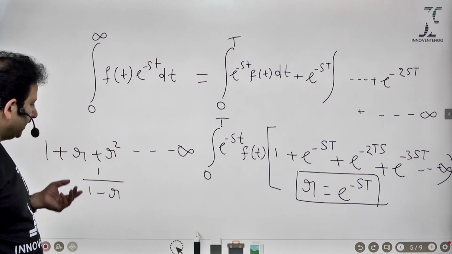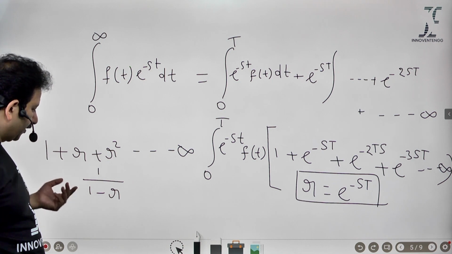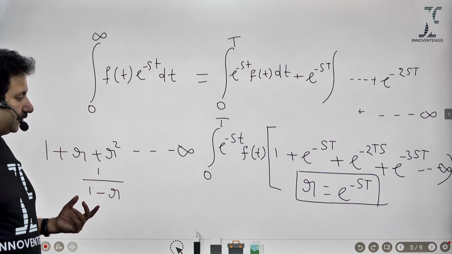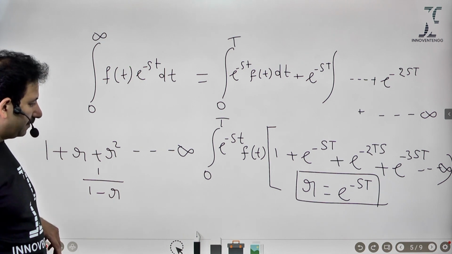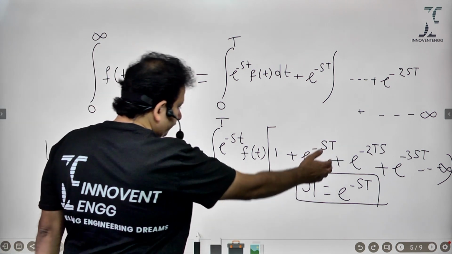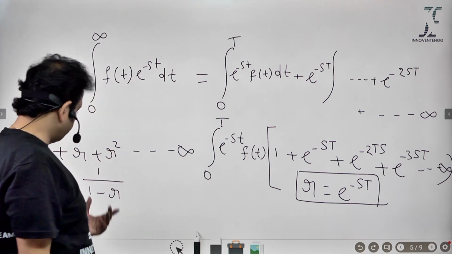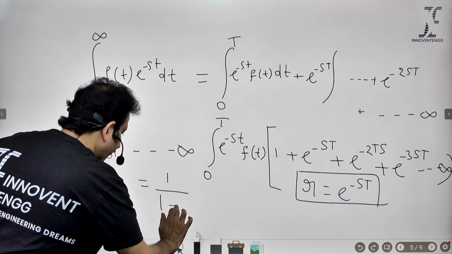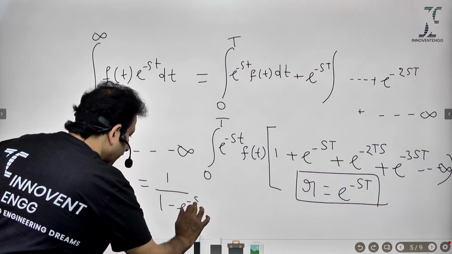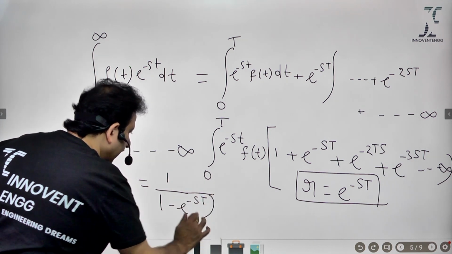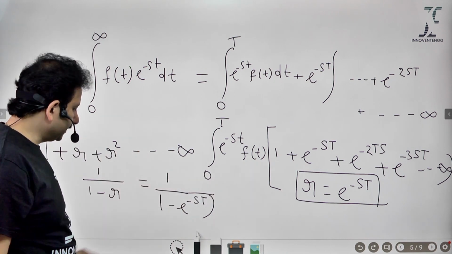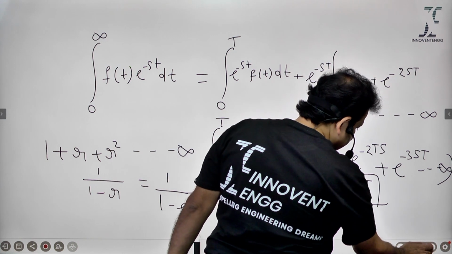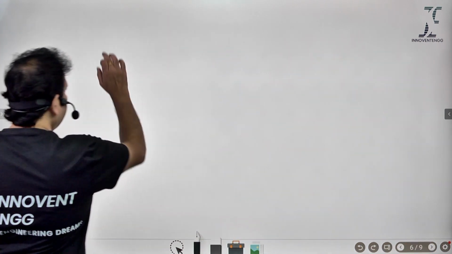Of course, when n tends to infinity, the standard sum formula for a geometric progression reduces to this. You can look up this formula in our PDF. So therefore, this entire thing can be reduced to 1 divided by 1 minus e power minus sT, because r is this, correct? r is this. So what is the formula for the Laplace transform of the periodic function?